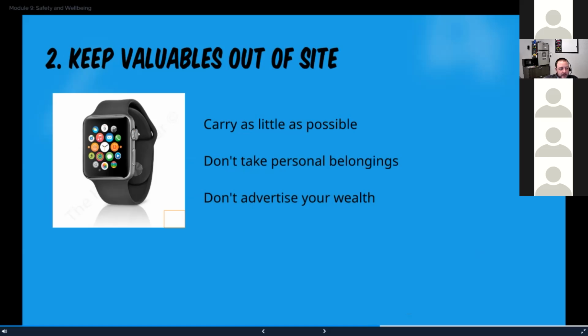Number two, keep valuables out of sight. Carry as little as possible. Don't take any personal belongings. Don't advertise your wealth. Remember, you're going to be dealing with some people that necessarily don't have money, people whose criminal status we don't know. And so obviously you don't want to go around and flash off your brand new iWatch, right?